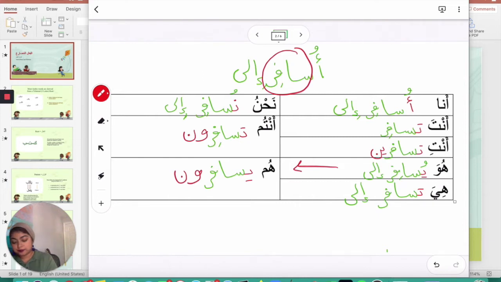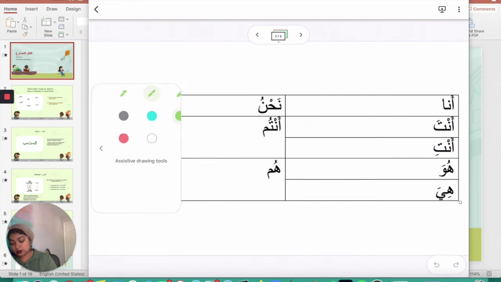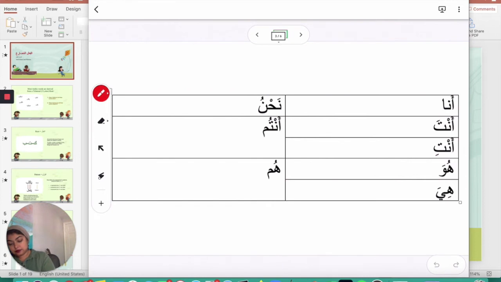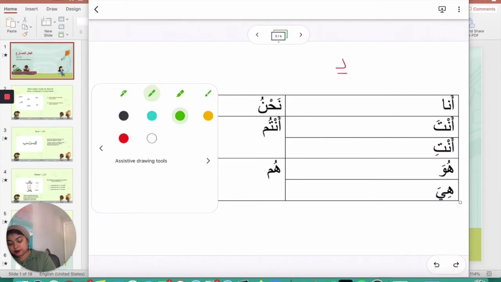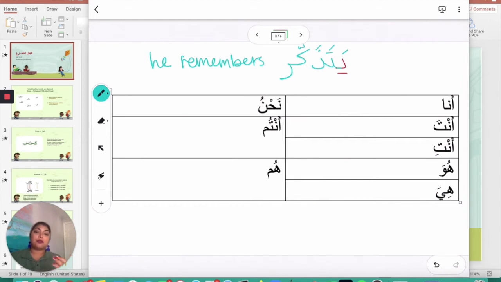Okay, let's do another verb. Let's do the verb يتذكر. يتذكر, he remembers. يتذكر, he remembers. So notice the stem of the verb, okay? The stem of the verb is تذكر.